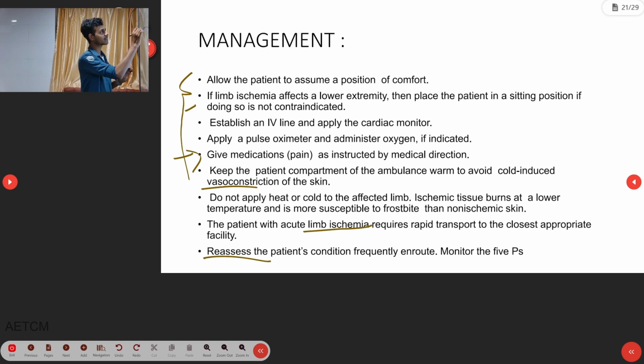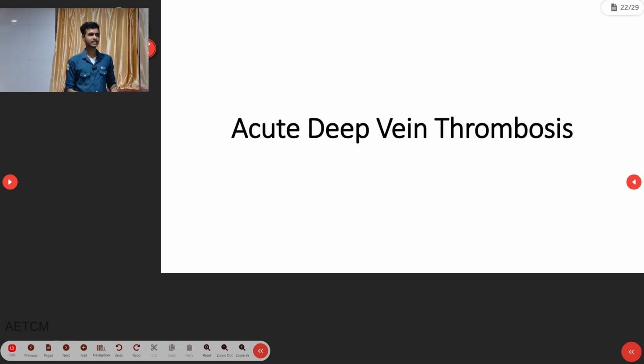In positioning, if the person has pain in the lower region or you are suspecting occlusion in the lower limb, you can ask the person to sit and dangle the foot toward the ground. That is the way, because of gravity the blood flow will occur. If you place a person supine or with the leg elevated, further complications will arise. So you can ask the person to sit and dangle the foot over the ground, which will increase blood flow to the lower extremities.